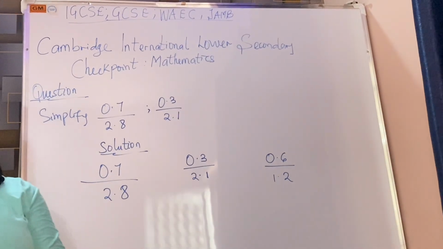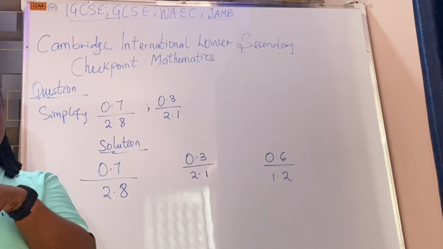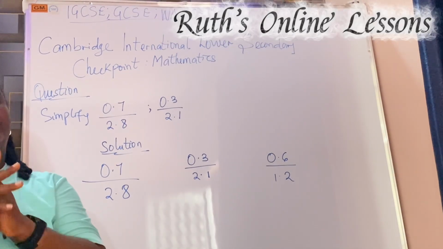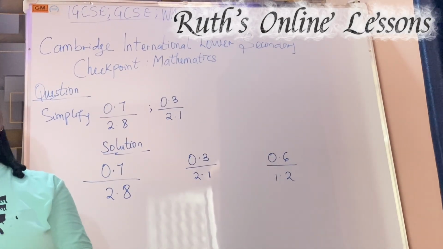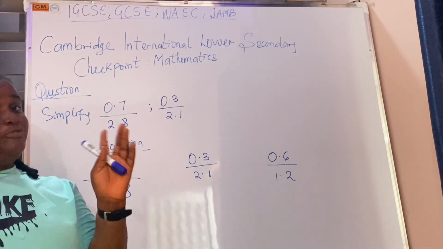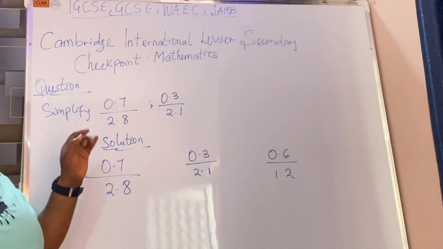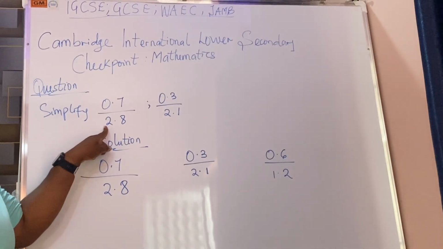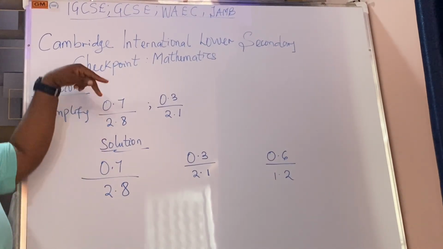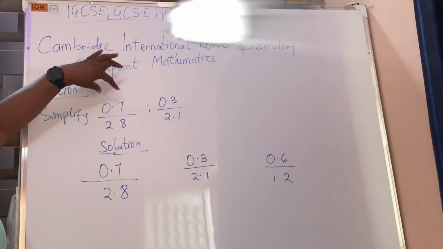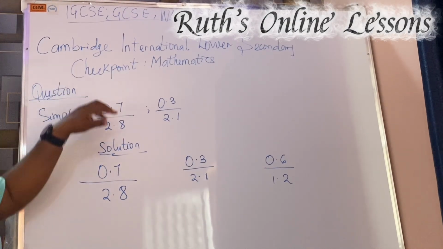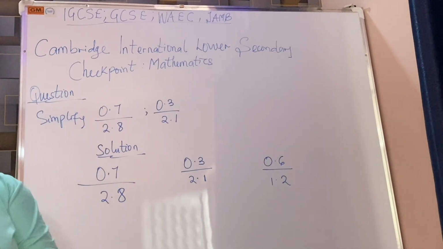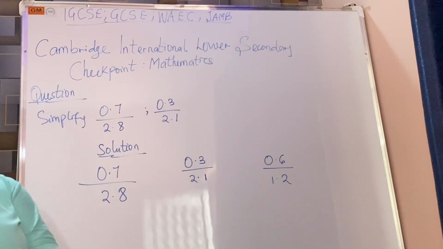But let me use this opportunity to explain to those of us who might not know what a proper fraction is, or those of us who know but have forgotten. So let me remind everyone. A proper fraction is a fraction that has the denominator greater than the numerator. So when the numerator is lesser than the denominator, that means the denominator is greater. We call fractions like that proper fractions.